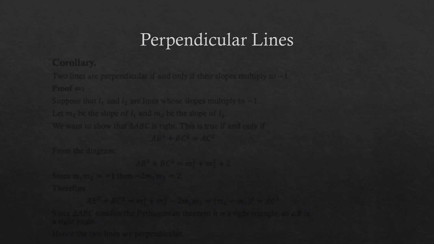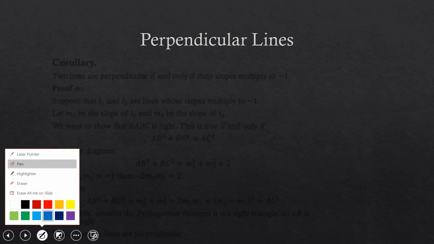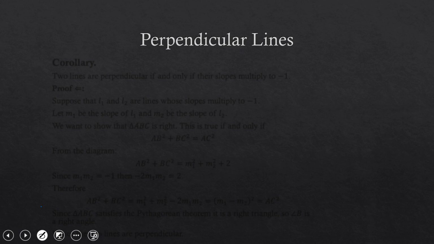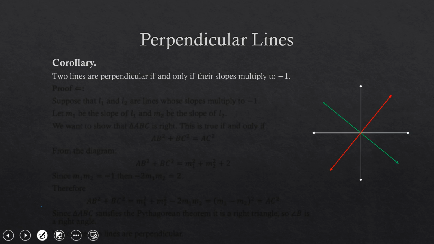Okay, so we did the left to right direction earlier. We showed that if two lines are perpendicular, then their slopes multiply to -1. So now we're going to try the other direction, which is: suppose you've got two lines whose slopes multiply to -1, show that they're perpendicular.